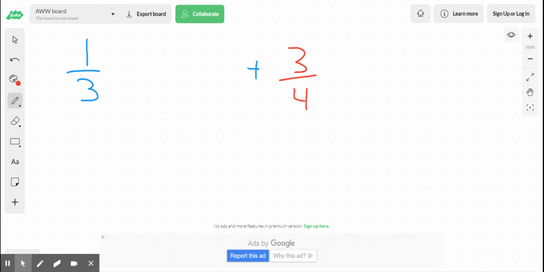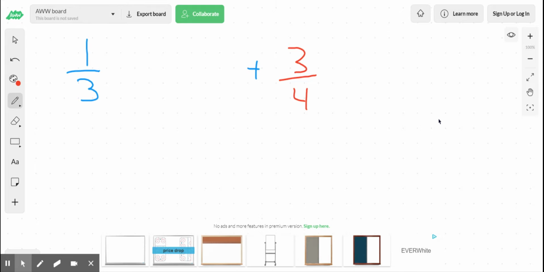Here is a quick video about equivalent fractions and adding them with unlike denominators. So we can see here that we have 1/3 and 3/4, and we need to add them together.